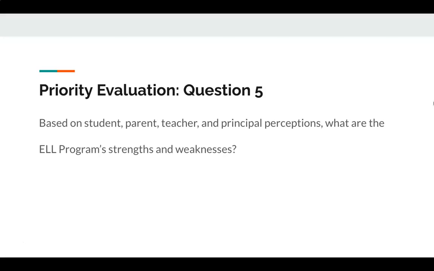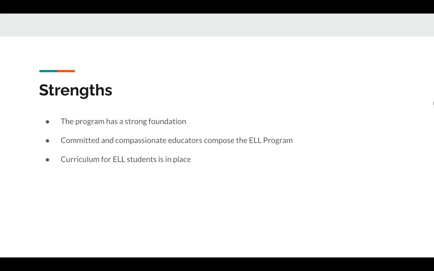Now, the last priority evaluation question, question 5, is where we break down those strengths and weaknesses. So based on those student, parent, teacher, and principal perceptions, what are the ELL program strengths and weaknesses? Now, there were several different responses within those questions, but really whenever you boil down the gist of what each one of those strengths and weaknesses from those stakeholders communicated, it was very evident that there were a few key points that everybody consistently repeated. First, for the strengths, you have the program has a very strong foundation.